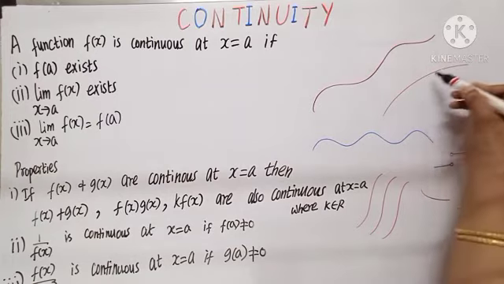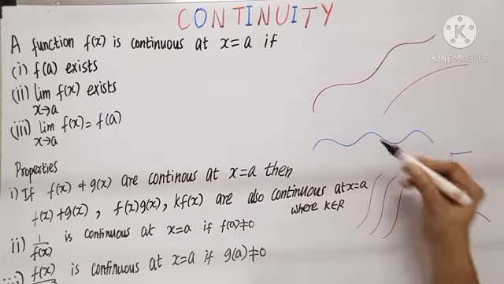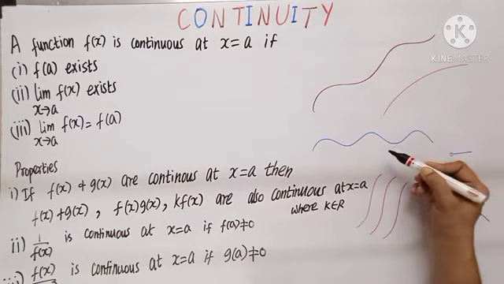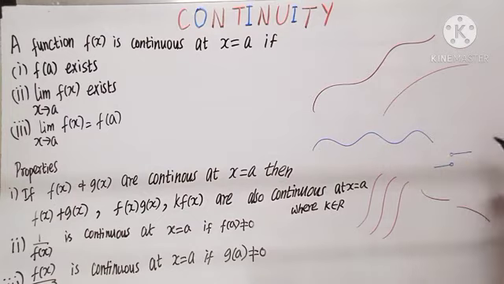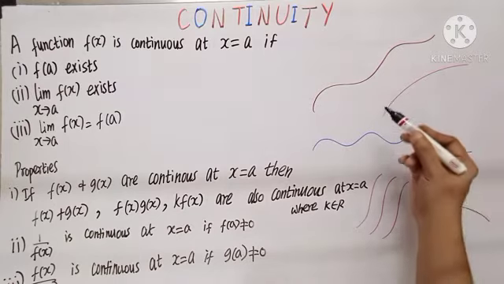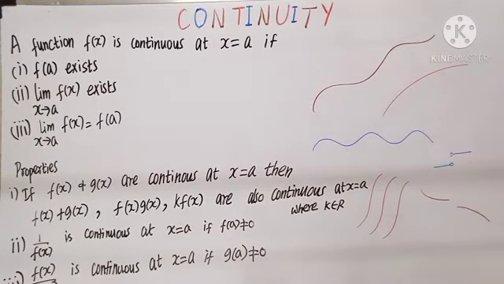Look at this curve and this curve. So these are the curves. Without any break, they are going on and on. Such curves we call continuous.